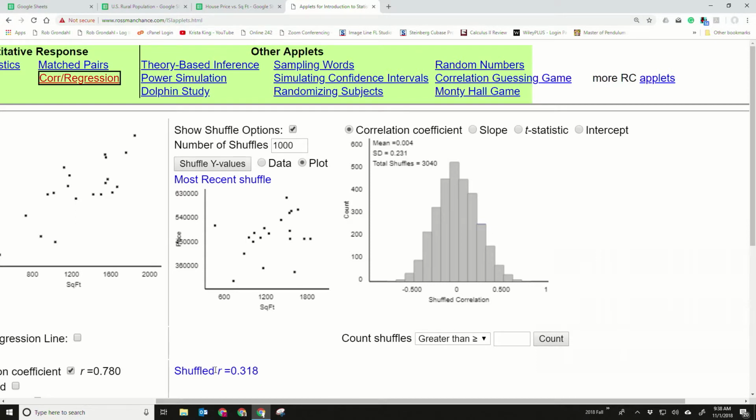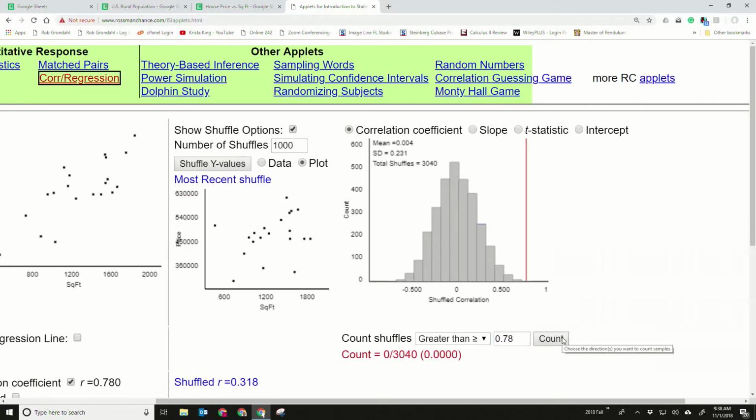What did we get in our data? Remember, here was our correlation coefficient, 0.78. So what would be the likelihood of that? 0.78. We will count that. And so far, we haven't got a single one in 3,000 shuffles. So this is a very significant p-value, right? It's rounding to 0. In reality, if you had done this millions and millions of times, there might be a few times it happened. But this is indicating that whatever that p-value is in the theory is very, very, very small.